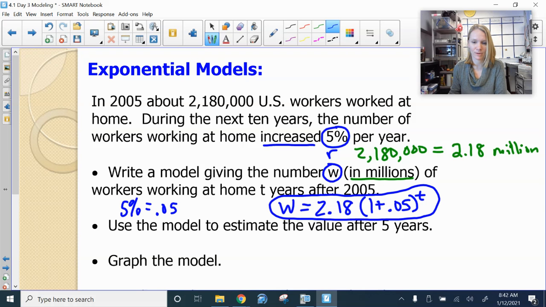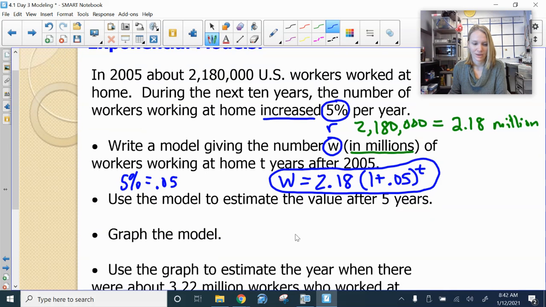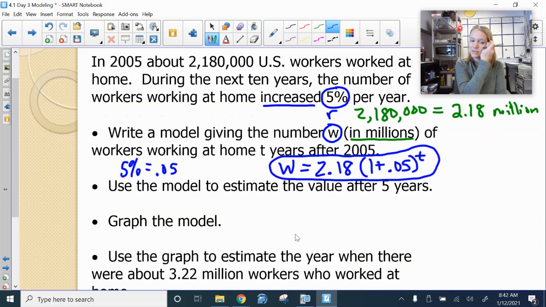The equation is the easiest part in here. It then says use the model to estimate the value after 5 years. So that means this is now our time, and so we'll plug in 5 to the equation. So we'll do 2.18 times 1 plus 0.05, or you could just write it as 1.05, raised to the 5th power.